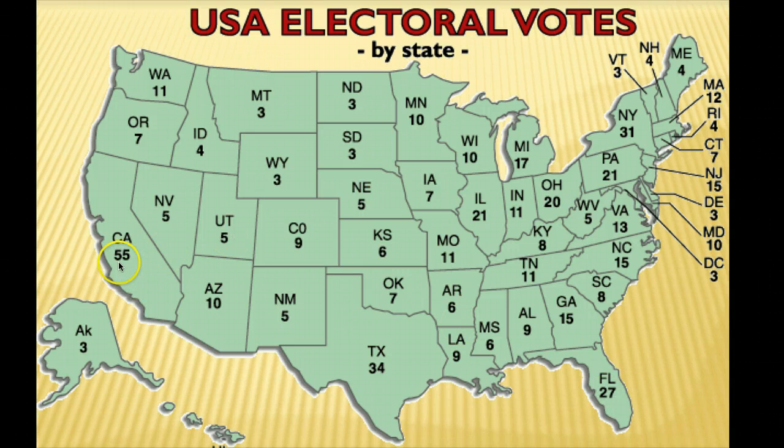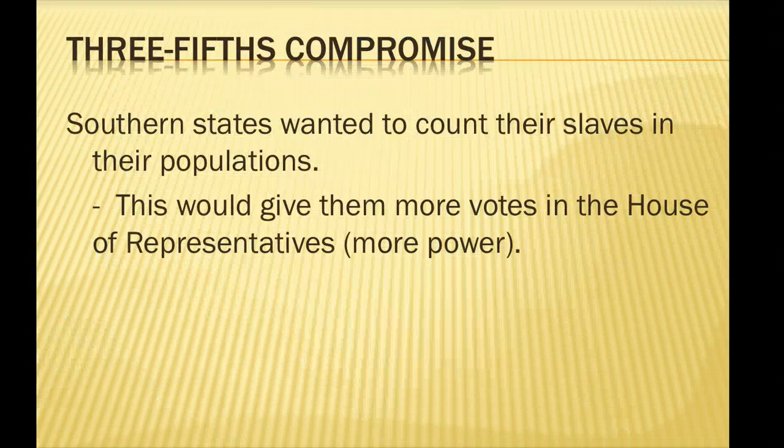If he had gone to California and won, he would get 55 more votes. If Republican candidate Mitt Romney campaigned and won in Texas, he would get 34 votes. And usually the slogan is 270 to win. Whoever reaches and surpasses 270 electoral votes first is the winner of the presidency.